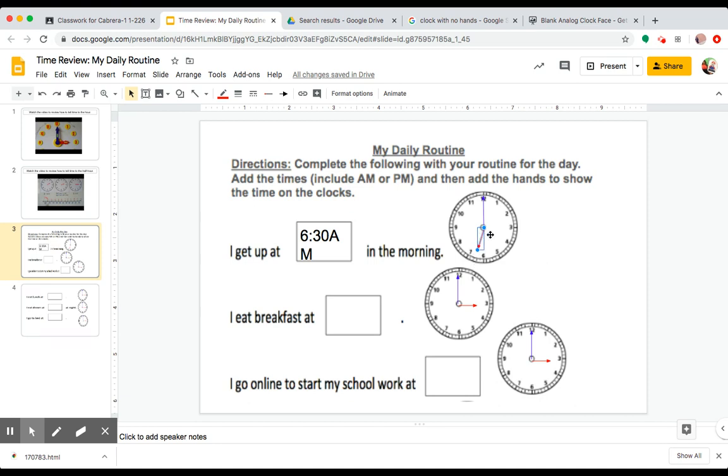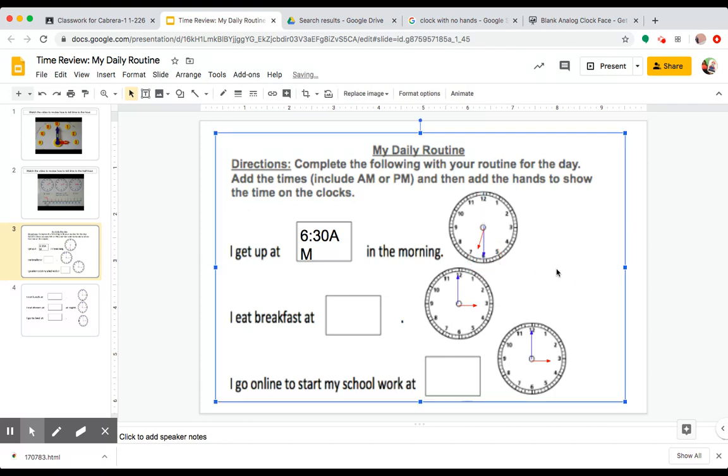And if it's 6:30, this would be like if it was pointing to 6 o'clock, right? So I'm going to move this because when I'm at 6:30, I'm going to click this, and I know that the minute hand should be pointing down directly to the 6. So Miss Cabrera wakes up at 6:30 a.m.